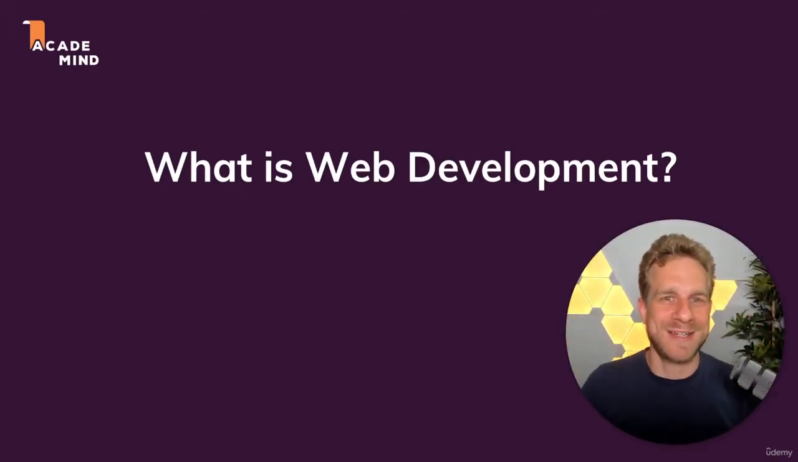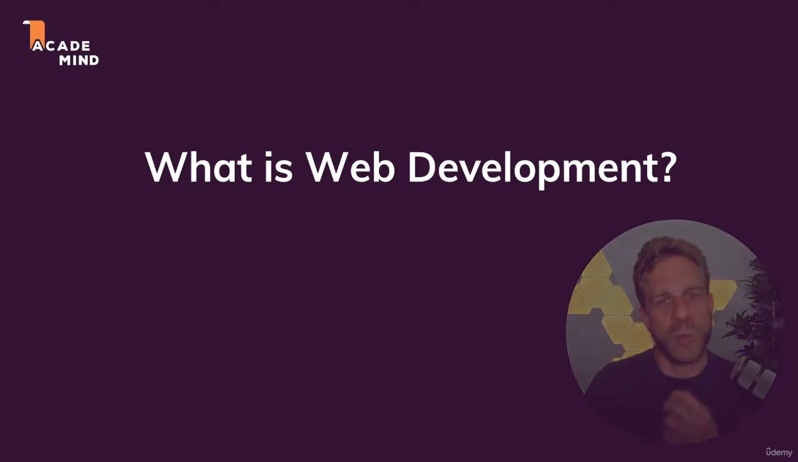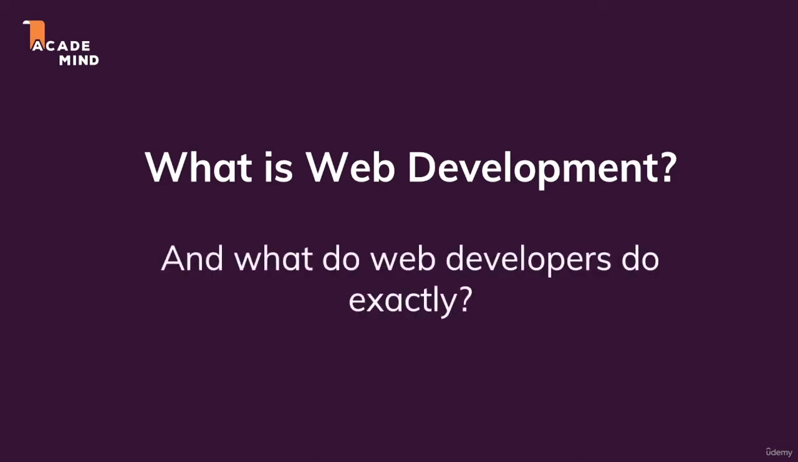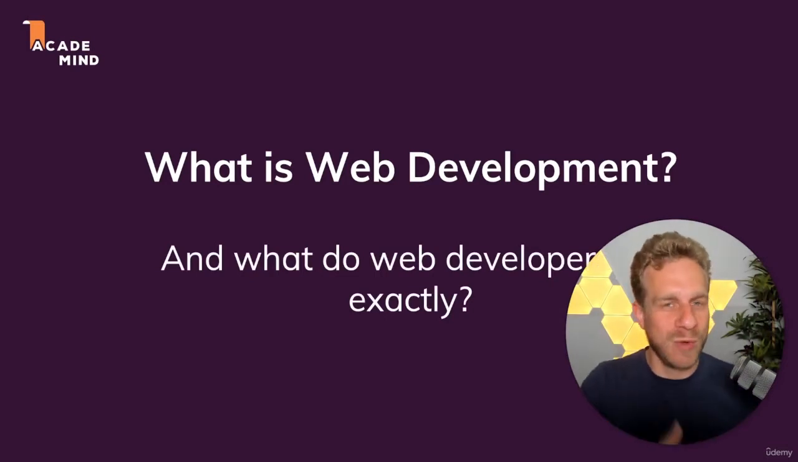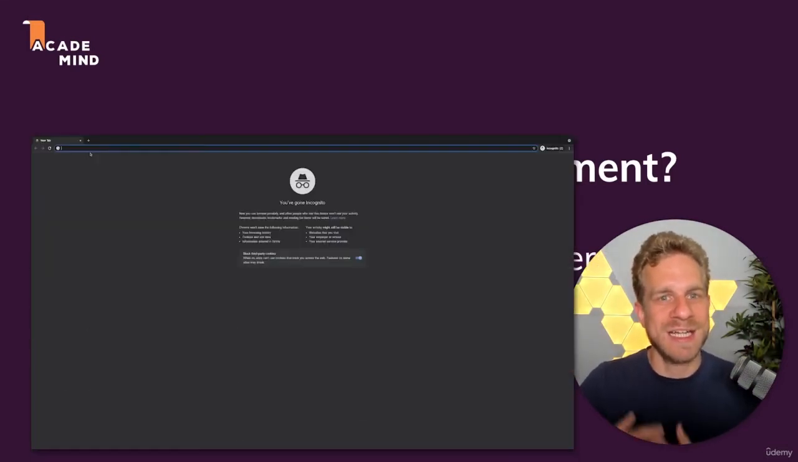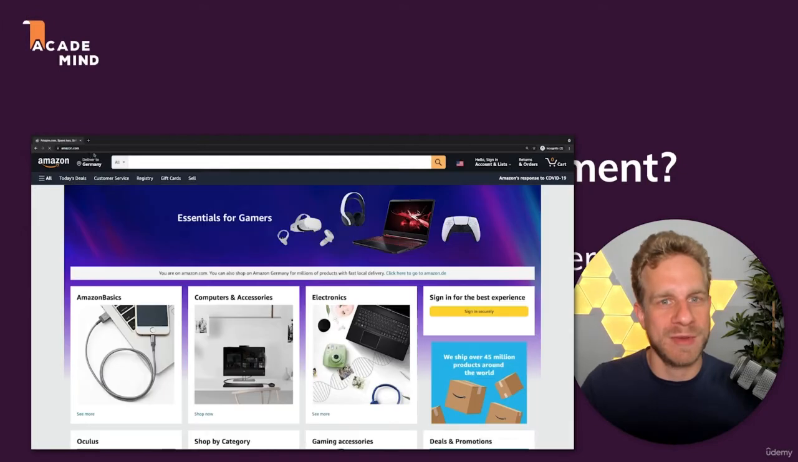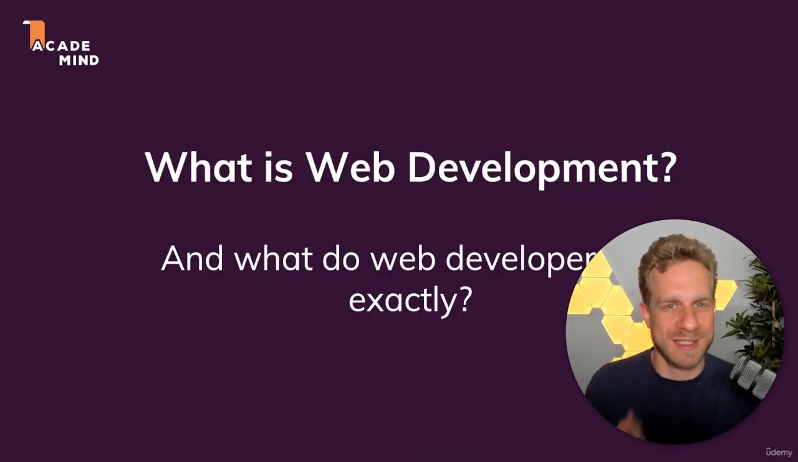So let's start this course with the most important question first. What exactly is web development? And connected to that, what does this mean for us web developers? What exactly do web developers do? And what happens when we, as a regular user, enter an address like Amazon.com in the browser and the Amazon website loads up? What's happening behind the scenes?